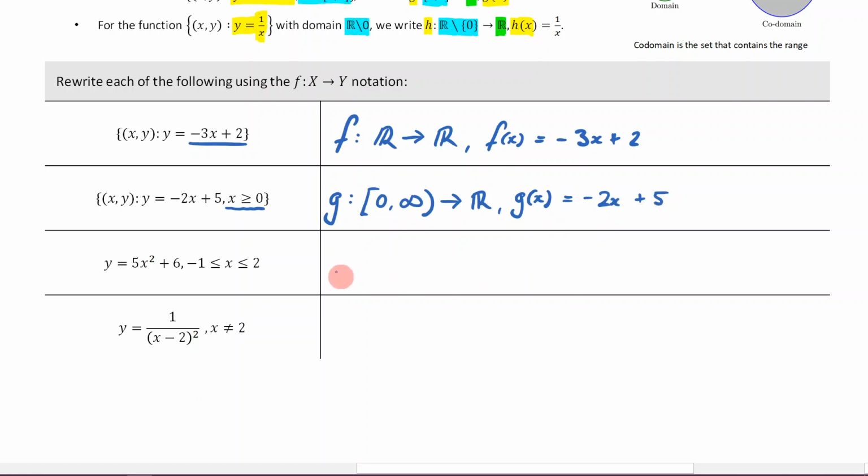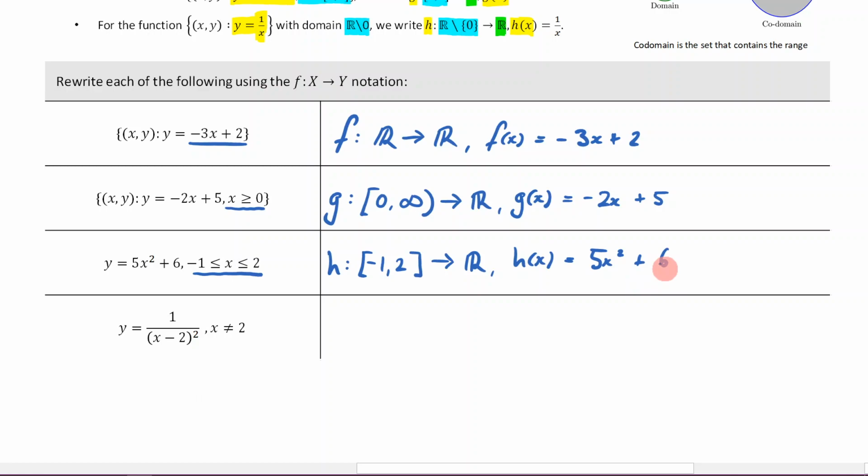We come to our next one, and again, you might like to pause it and see if you can do it yourself. This time, let's just use h. My domain this time is this thing right here. So it's going to be brackets negative 1 to 2. So again, you can't use the inequalities. You have to write it in this interval notation here. So negative 1 to 2. My codomain is always all real numbers. I'm using h, so I'm going to go h of x is equal to, and then I write down what my rule is, 5x squared plus 6.